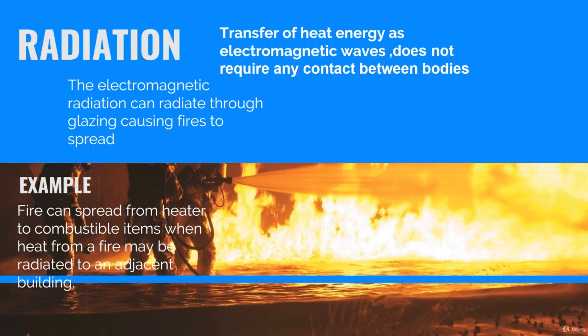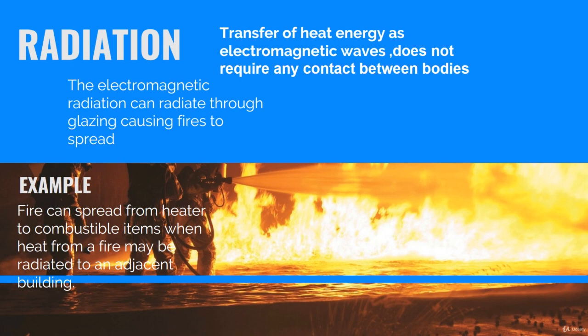Radiation is the transfer of heat energy as electromagnetic waves, and it doesn't require any contact between bodies and moves independently of any material in the intervening space. Also, if it's not absorbed by a fire-resistant material, electromagnetic radiation can pass through glazing, causing fires to spread and involve a number of rooms, as with the example of a heater or an open fire.